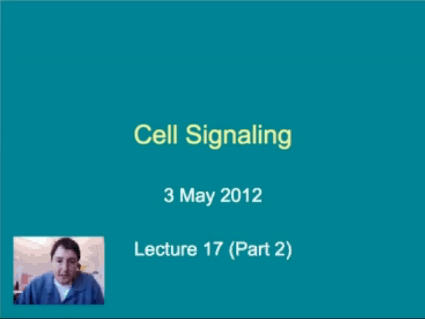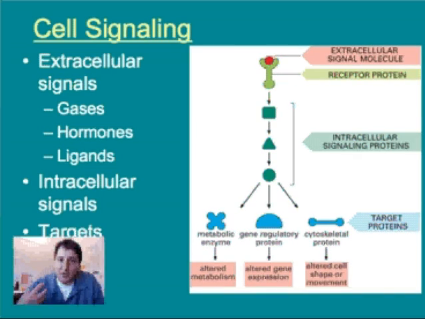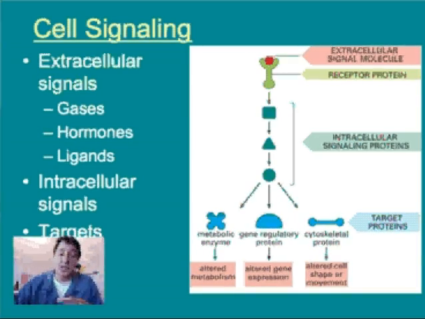Okay, so this brings us to the second lecture on cell signaling, and I'd like to start by just very briefly going over the concept that we talked about. There are extracellular signals. They can be gases, hormones, or ligands. A ligand is anything that binds to a receptor. That can be a polysaccharide, a protein, a glycoprotein, right? So any of those extracellular signals can result in intracellular signals that lead to the activation of targets.